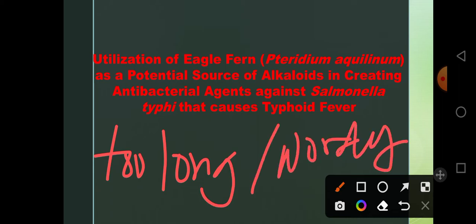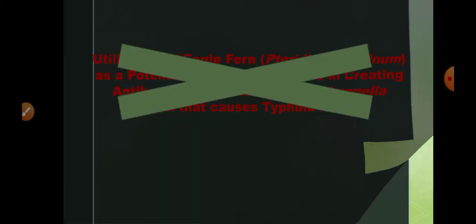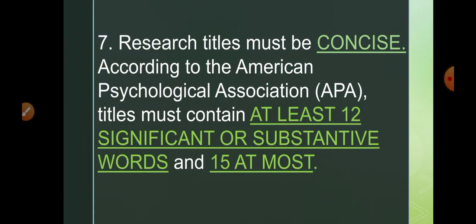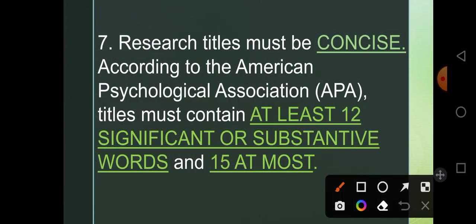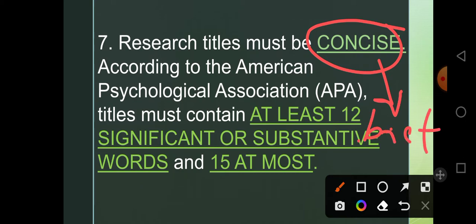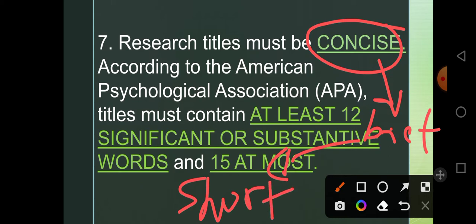And in reality, class, it is not an ideal research title because there are unnecessary words. Therefore, we can generate our next guideline, which is research titles must appear concise. Our research title must be concise, meaning to say, it must be brief, it must be short.